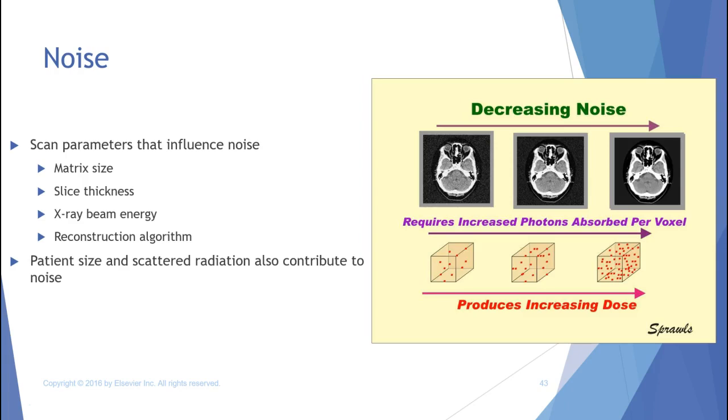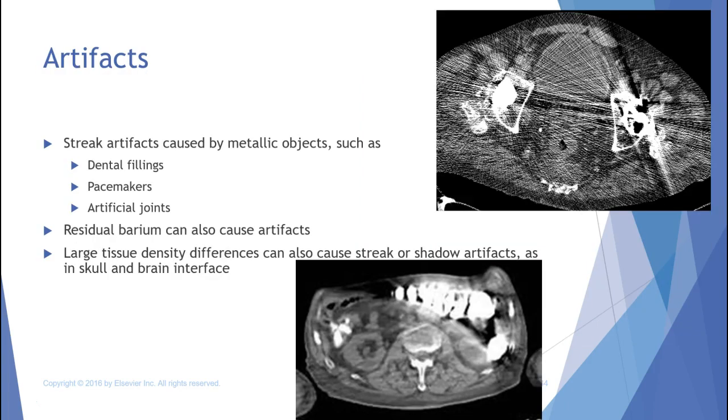Because the bone algorithm is so detailed, it needs more energy to make up the difference, or you need to change your matrix size. So you need to manipulate those parameters depending on which algorithm you're using. Another big factor for noise, of course, is patient size, just like an X-ray, and scatter radiation, okay?